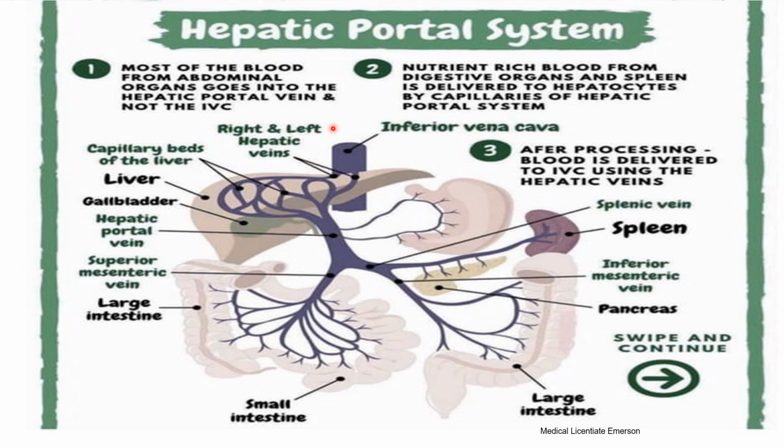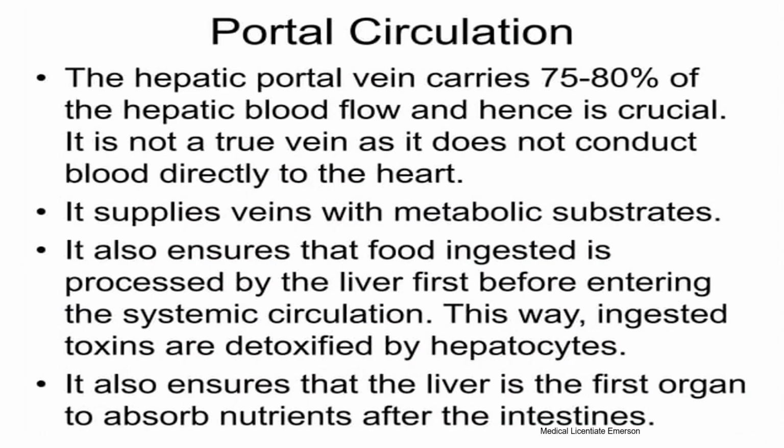Porta hepatis. So the porta hepatis, or the hepatic portal system, is what we are talking about. We're talking about the blood vessels and of course others. In terms of portal circulation, we talk about the hepatic portal vein, which carries about 75 to 80% of the hepatic blood flow, and hence is crucial. It is not a true vein, as it does not conduct blood directly to the heart. It supplies veins with metabolic substrates.